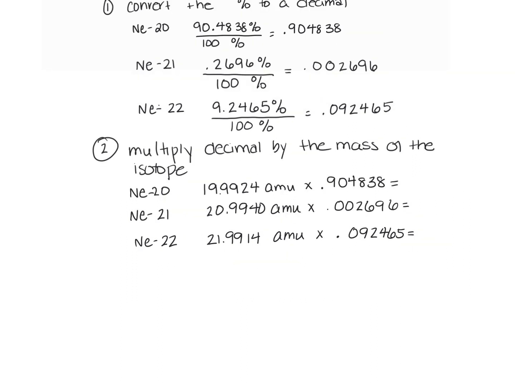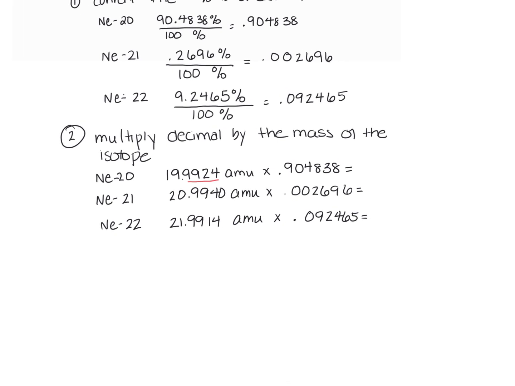So when you do this math, you're going to get a lot of numbers, and so that you don't spend a lot of time writing a bazillion numbers, you want to match it to the number of decimal places in the AMU here. So when I do that, I get 18.0898. Here I get 0.0565, and here I get 2.0334.